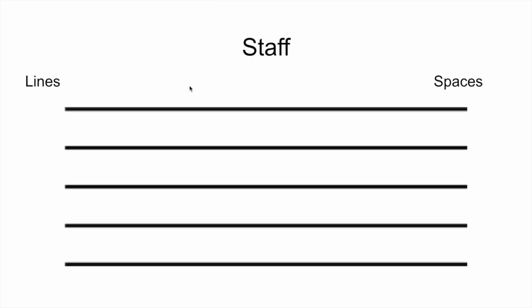Next, we have the staff. The staff is 5 lines. And we label the lines using numbers. Those numbers start from the bottom. So you'll notice here we have line 1, 2, 3, 4, 5, and then spaces 1, 2, 3, and 4.